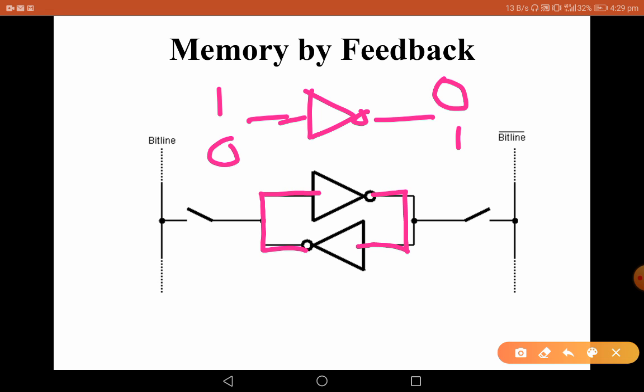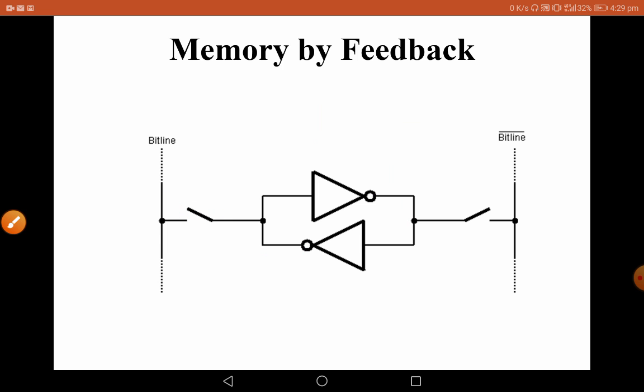So what is the advantage here? Because of this feedback, even if we don't give the input for some time, the value is always reinforced. For example, if the input is 1, the output of the first inverter is 0, and this 0 is the input of the second inverter, which again gives the output 1, and this 1 is reinforcing the input. So even if we don't have any input, this memory is reinforced. This is the concept of memory.